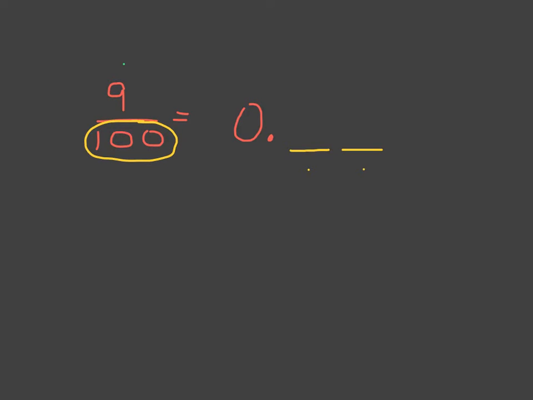Now we look at our numerator, 9. Since 9 is only a single digit and we have two places to the right of the decimal, we need to add a 0 before the 9 to fill one of those places. So therefore, 9 hundredths is equivalent to 0.09.